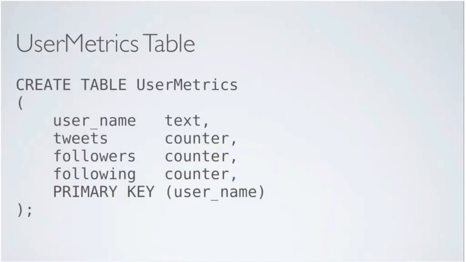As well as storing individual tweets, we probably want to store some metrics about how many tweets a user has sent, how many followers they have, and how many people they're following. Cassandra, since version 0.7, off the top of my head, has had distributed counters. They're still available in CQL3, of course. It's just a data type called counter. So we can declare a table very simply like this.